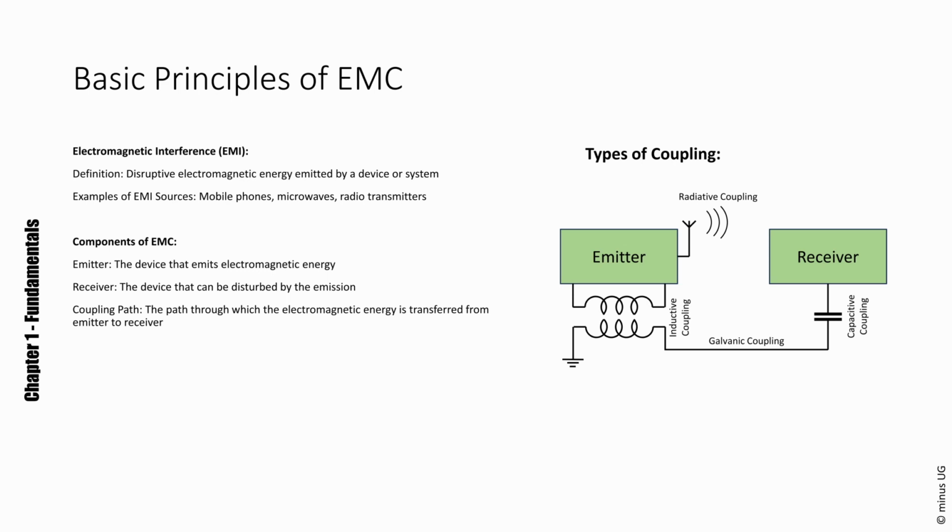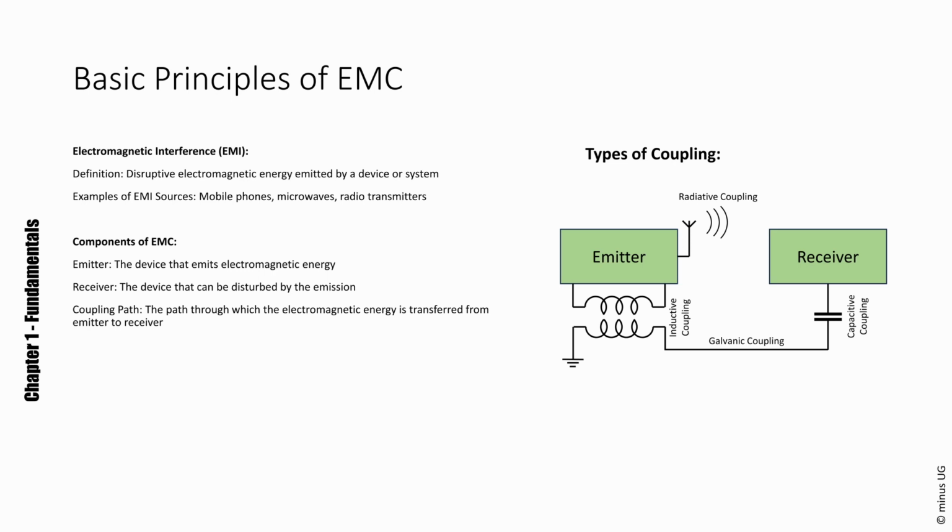The receiver is any device that may be adversely affected by this electromagnetic energy. The third component, the coupling path, refers to the medium or method through which the electromagnetic energy travels from the emitter to the receiver. Understanding these components is crucial for diagnosing and mitigating EMC issues, as it allows for targeted interventions at any stage of the electromagnetic interaction.